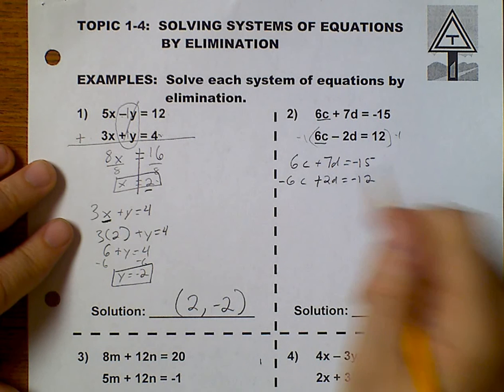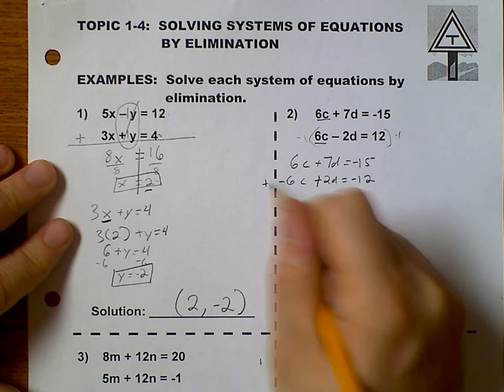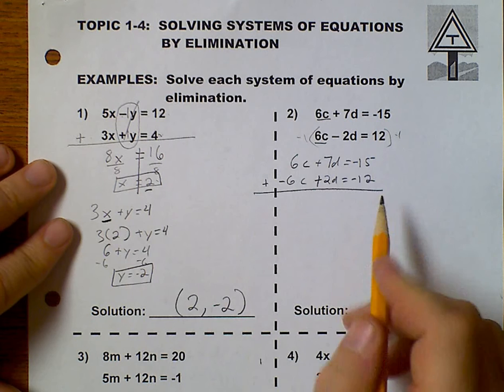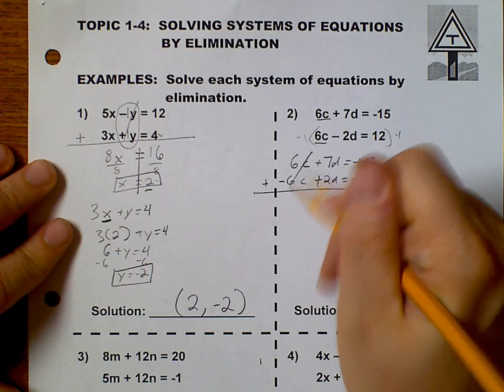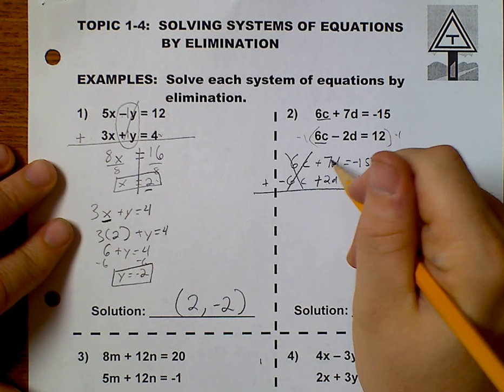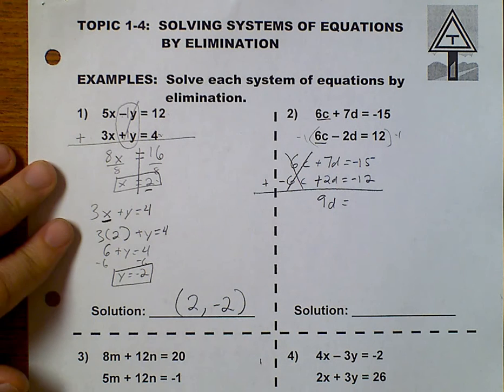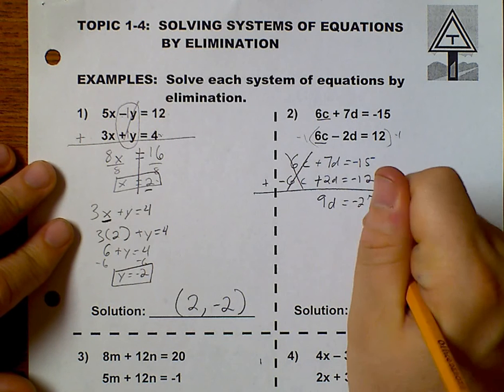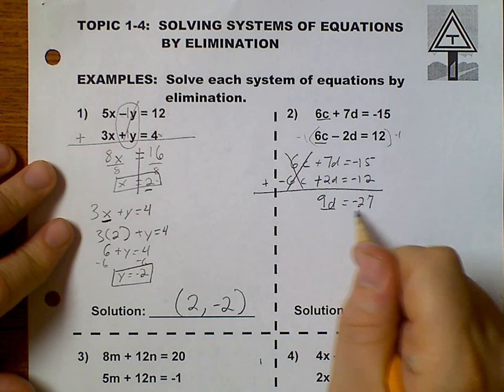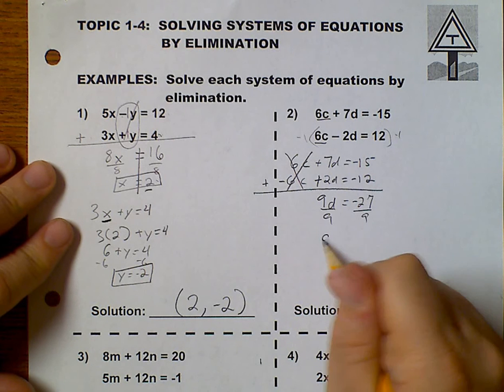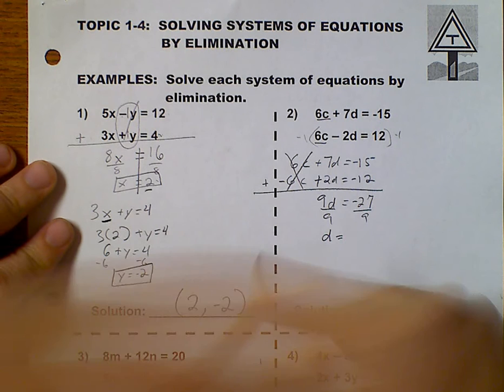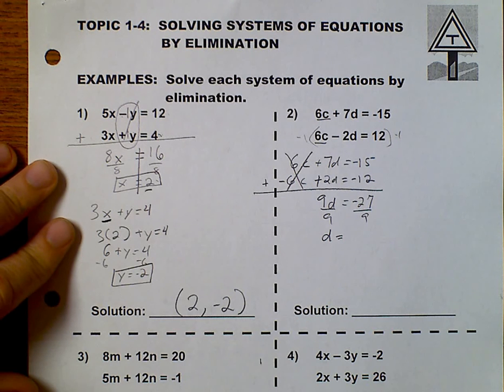And now I can come back and I can add those. Well, 6 plus a negative 6 goes away. 7 plus 2 gives me 9d. And a negative 15 plus a negative 12 gives me a negative 27. I then divide both sides by 9, and I get that d equals a negative 3.